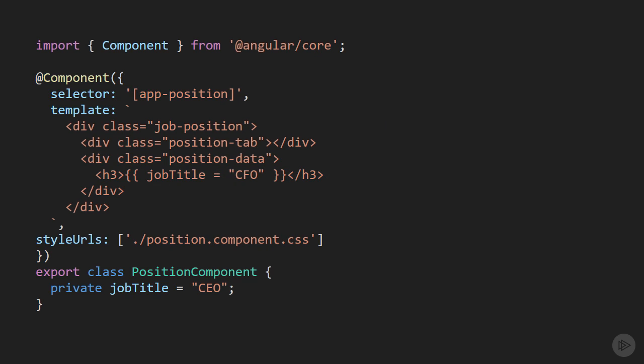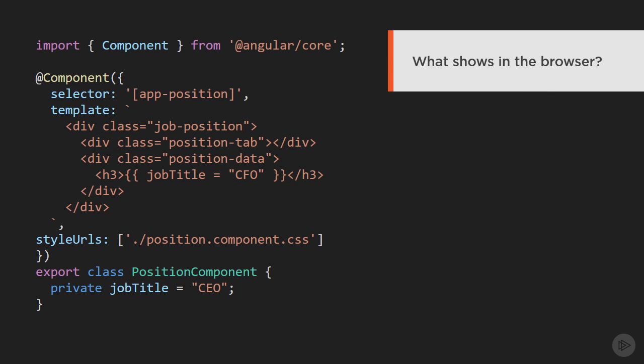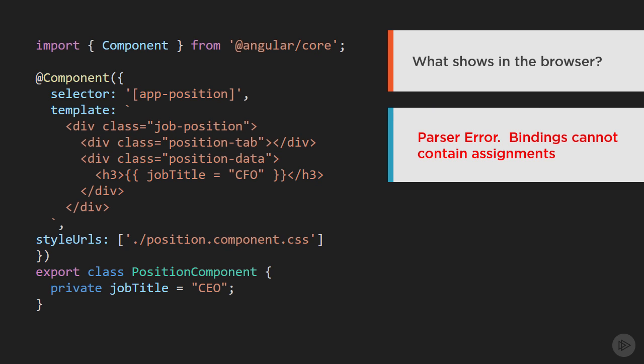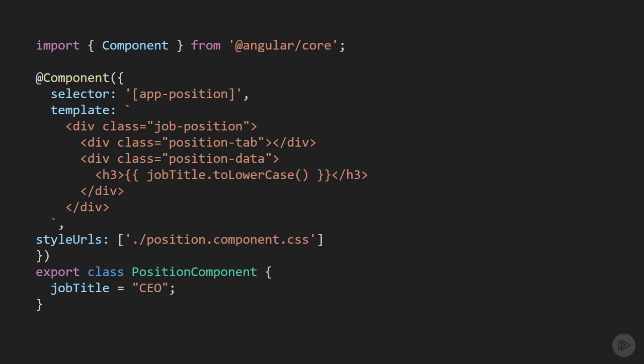Now how about this example? We're actually trying to execute some code here. We're trying to set job title equal to CFO. What shows in the browser? We get an error. It's a parser error, bindings cannot contain assignments. So interpolation is all about having read-only data. You're not able to change data in this case. You've got to just come up with some string or some object that can be converted into a string. We can't change data.